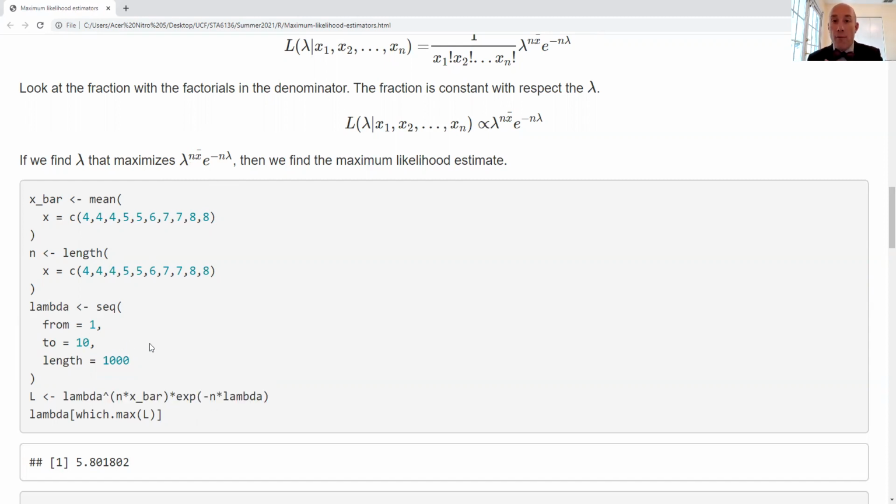All right, so now once I've done that, I want to find where my likelihood is maximized. So L is proportional to the likelihood. I'm going to find the maximum L I can find, and I want to find the corresponding lambda. And so which.max goes in, finds the position of the maximum value, and gives me that position. And I know that that position corresponds to the lambda I want. And so here we get a maximum likelihood of 5.8. All right.